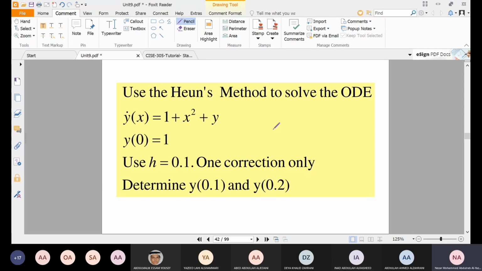Okay, so this is one example. We have here an example. Use Heun's method to solve the ODE equation. This is the ODE equation, and this is the initial condition. Sometimes we specify the solution here. Use only one correction step. So in this case, you need to use one correction step, with no need to iterate the correction step. Sometimes we ask you to do two correction steps. Sometimes we iterate the correction step until we reach a certain value. The question asks to determine the values at y(0.1) and y(0.2), that means x equals 0.1 and x equals 0.2.